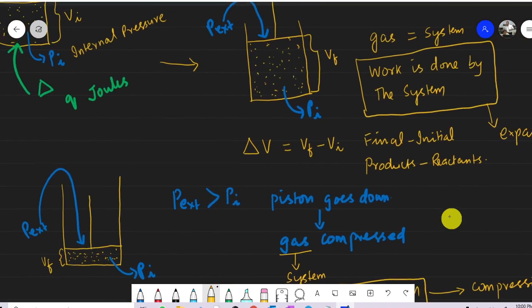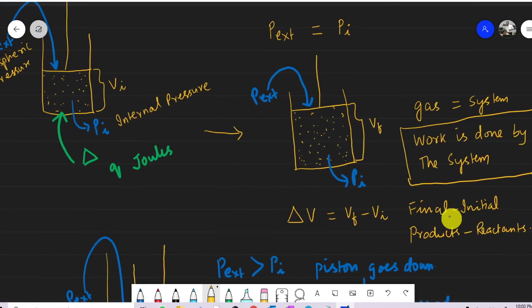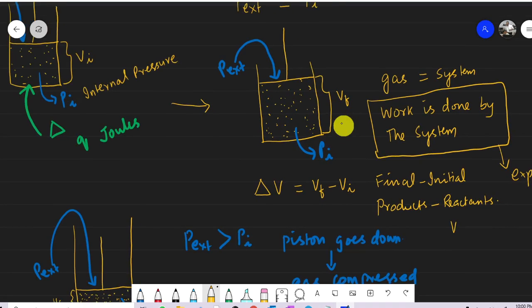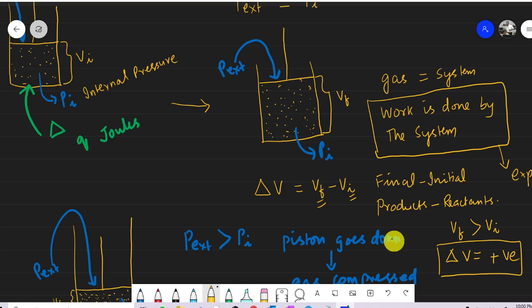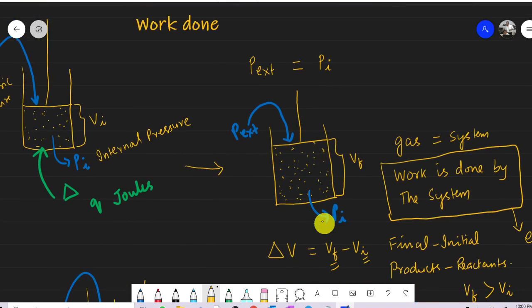Now in the case where work is done by the system, the final volume is greater than the initial volume, that is, Vf is greater than Vi. Therefore the delta V value, where Vf is greater and Vi is smaller, is going to be a positive value. These are the two statements that you need to know regarding the work done in the case of a thermodynamic system.